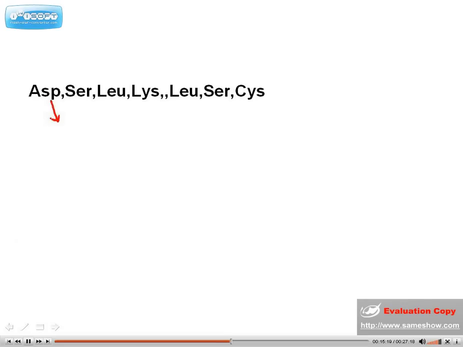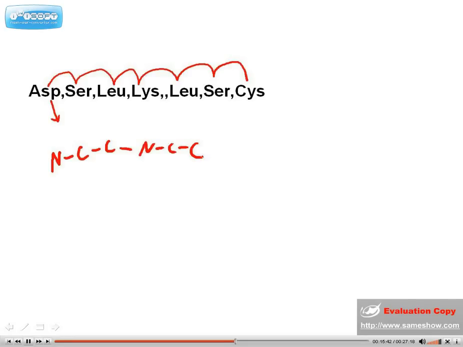The first thing you need to do is create your backbone. Notice we have 1, 2, 3, 4, 5, 6, 7 amino acids, which are going to form residues in our polymer. So each of them has the backbone NCC. So NCC, NCC, that's number 2. NCC, that's number 3.